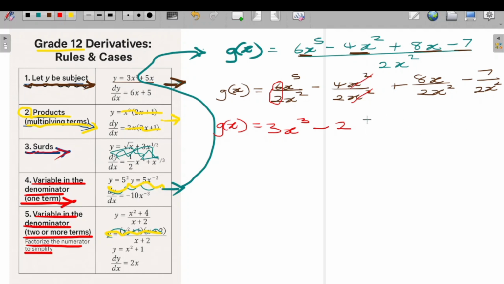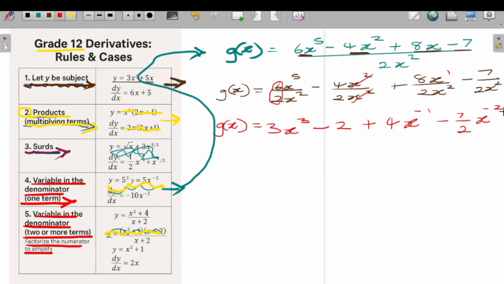Now we're going to say plus 8 divided by 2 will give us 4. But now see here, you have x to the power 1. So 1 minus 2 will become minus 1, so you will say x to the power of minus 1. And minus, this one here, you can say minus 7 over 2 times x to the power of minus 2.